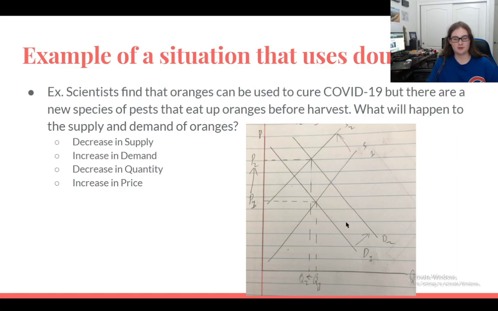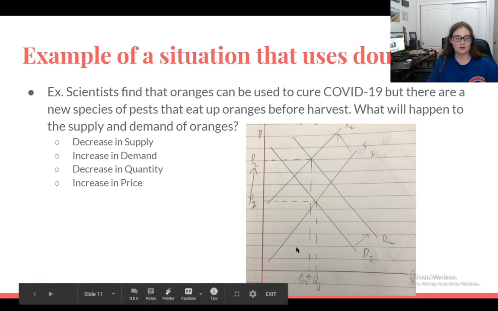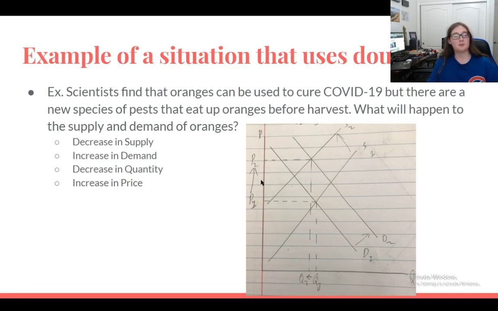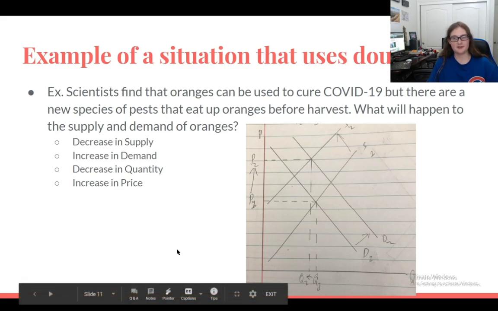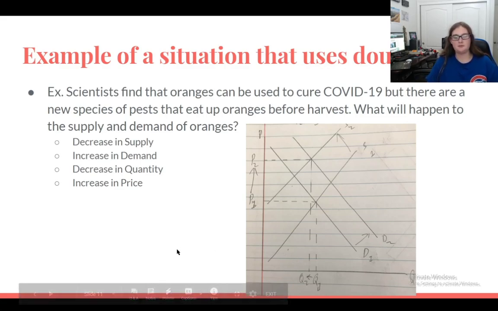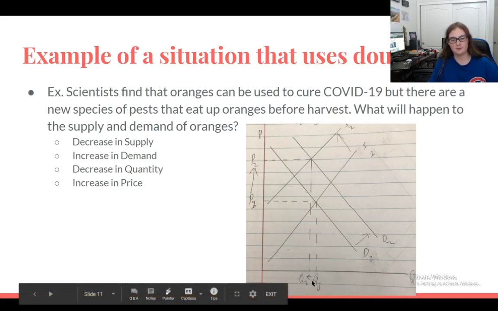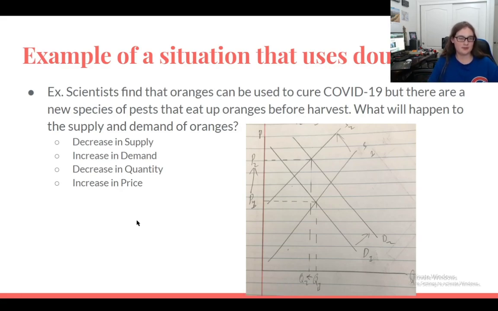And because your demand increased and your supply decreased, the quantity will decrease by a little bit. But your price, because there are less oranges around, that price will shoot up, but the quantity is still a bit low. So that's all I have.